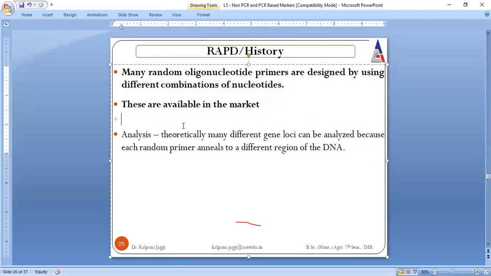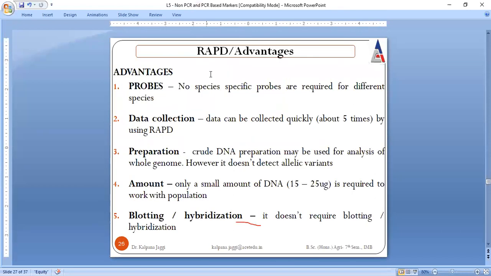These are also available in the market. If you don't want to go for the synthesis of the primers, they are available in the market. What are the advantages? Here, because you yourself can synthesize the probes, no species-specific probes are required.